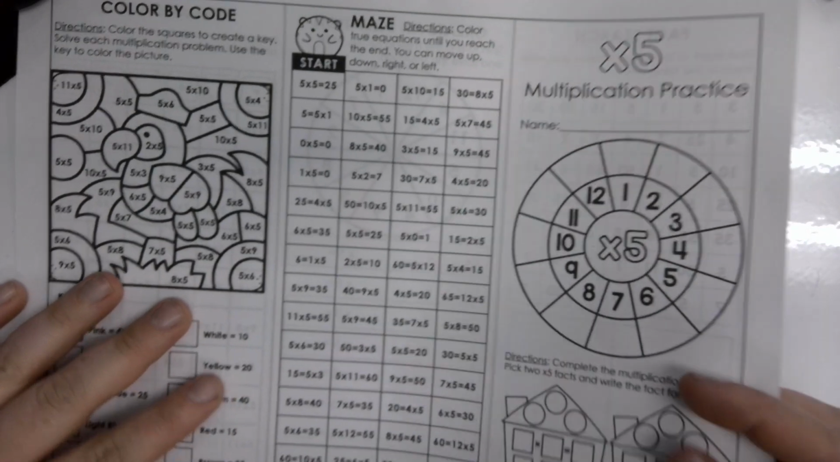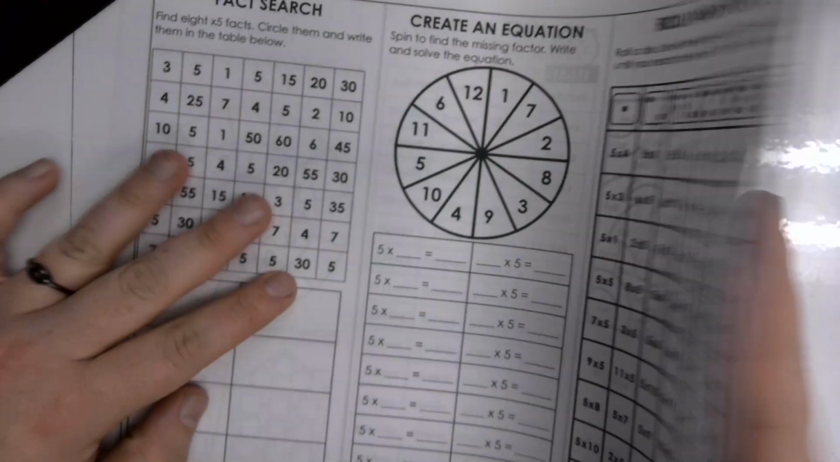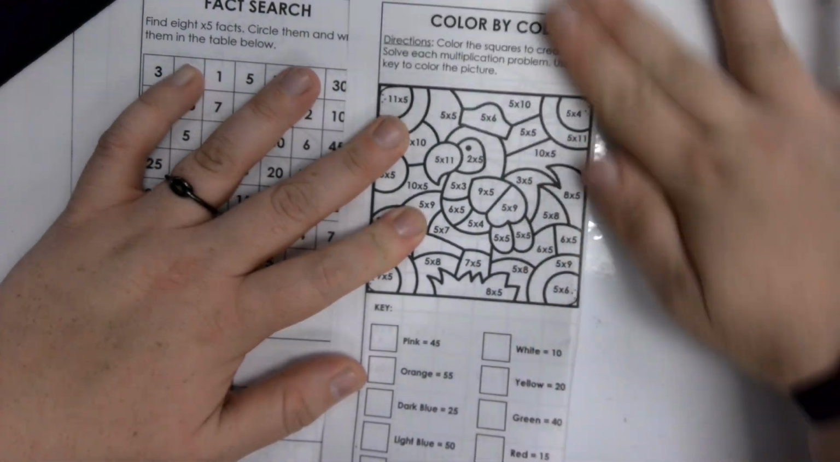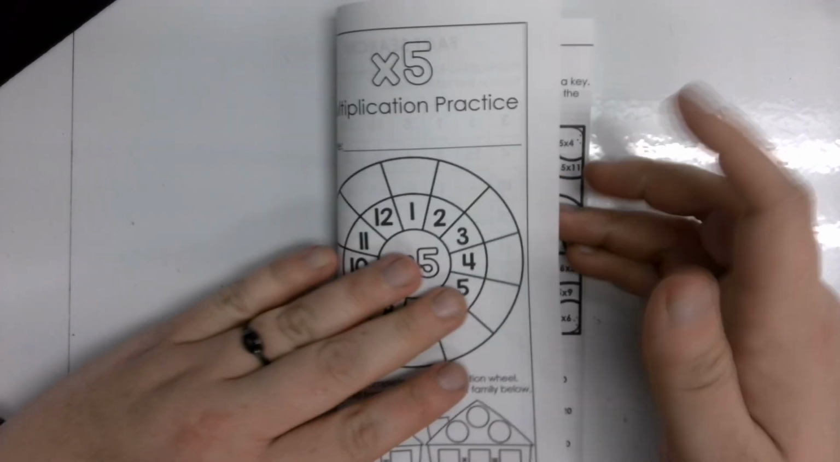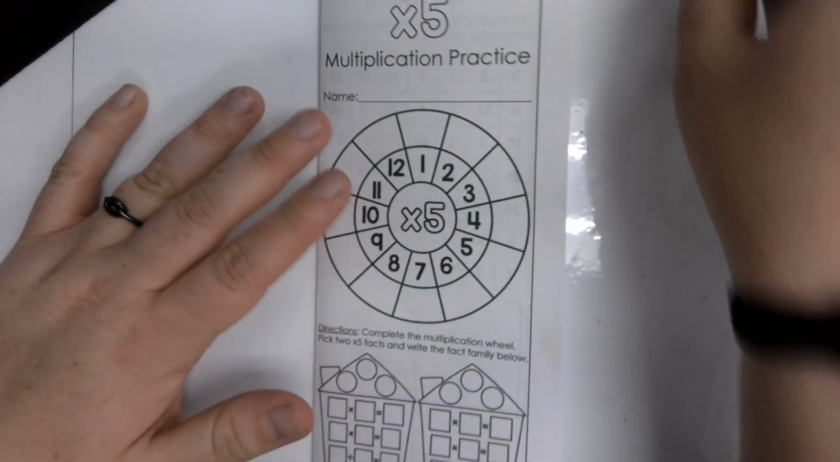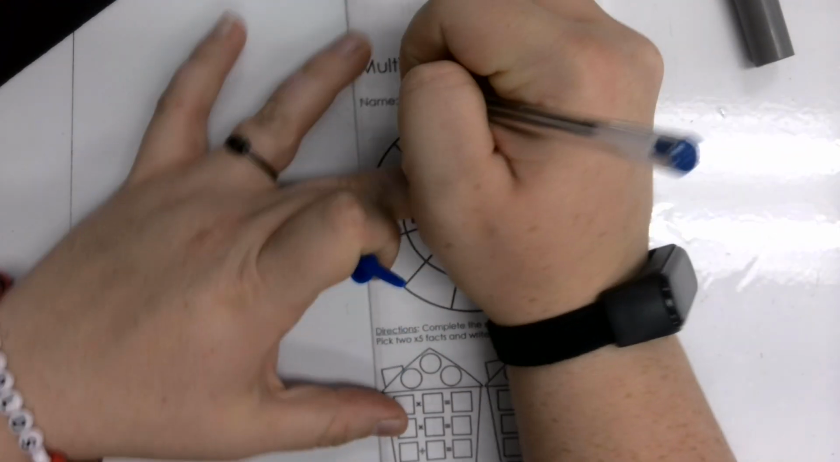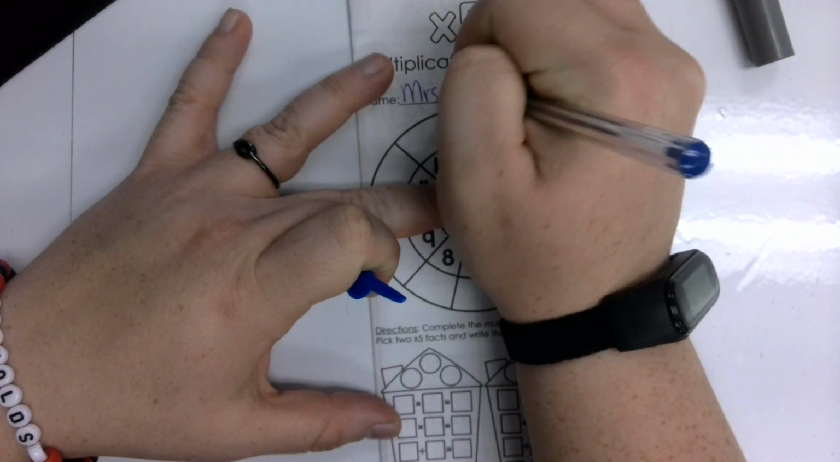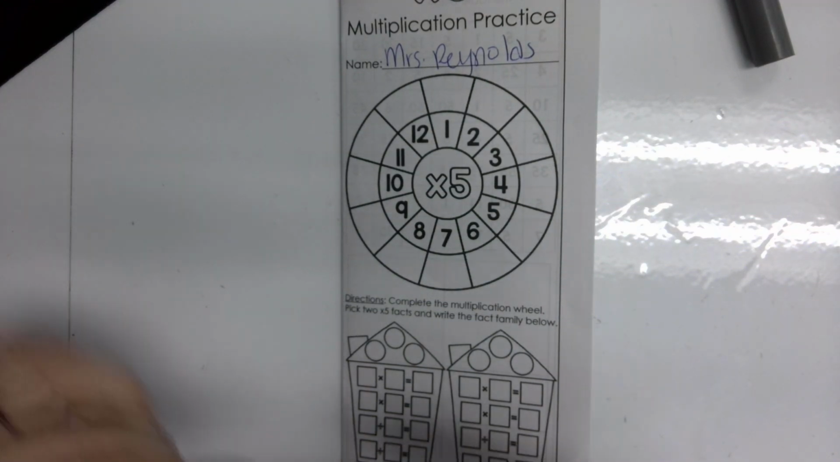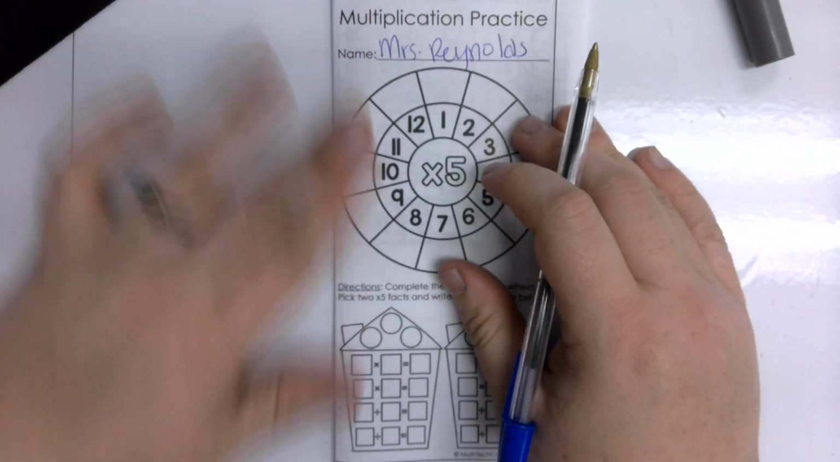The first thing I recommend doing is folding this into thirds. That just makes it a little less confusing for kids. So the first thing they should do, as always, is write their name. Now we are filling in the wheel.